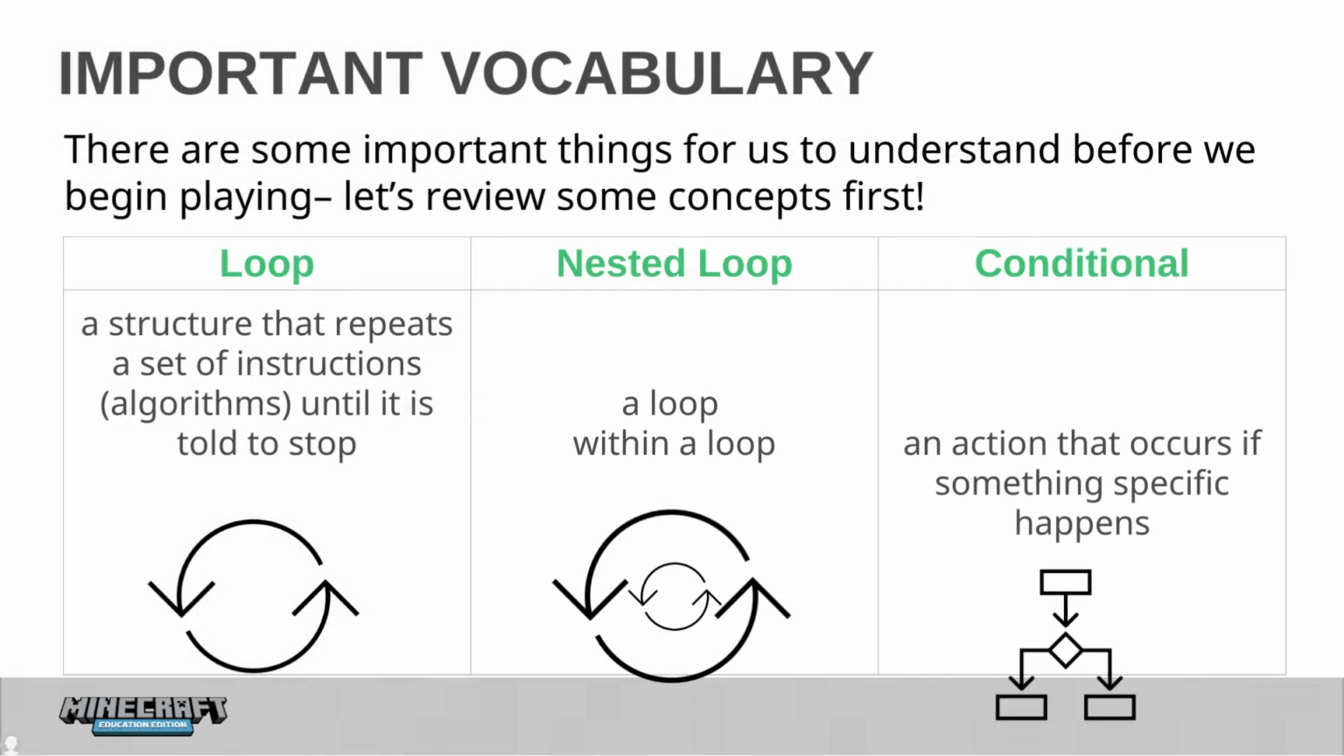Let's do a quick review of our important vocabulary. We've talked about all of these items already in lessons 1 through 4. A loop is a structure that repeats a set of instructions until it is told to stop. A nested loop is a loop within a loop, and a conditional is an action that occurs if something specific happens.